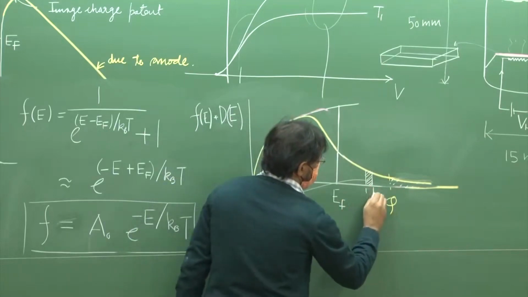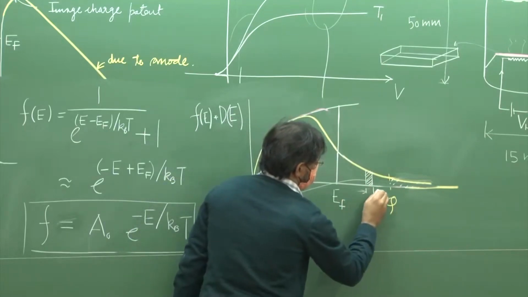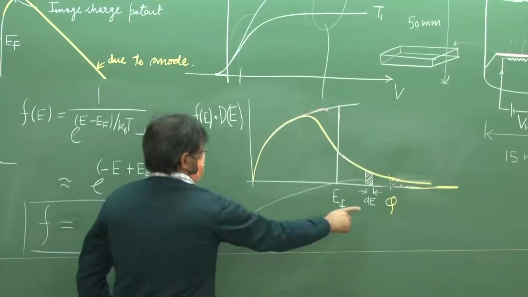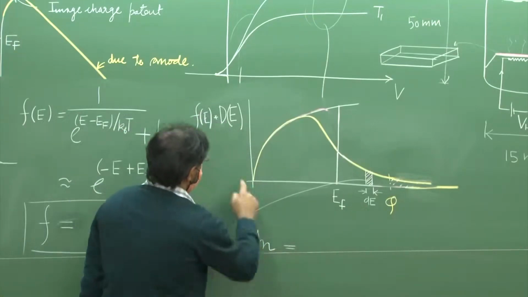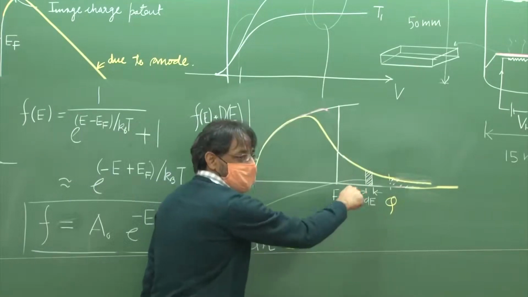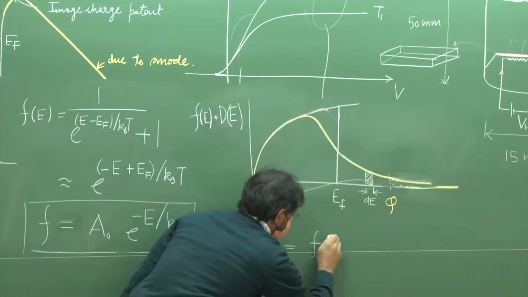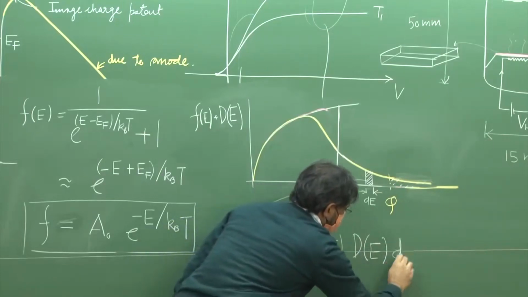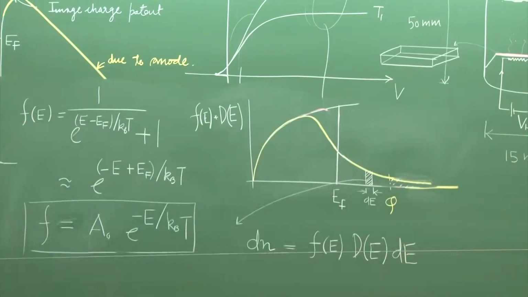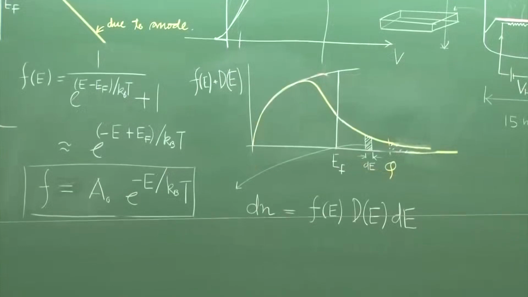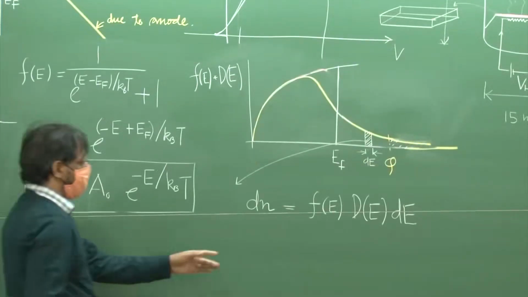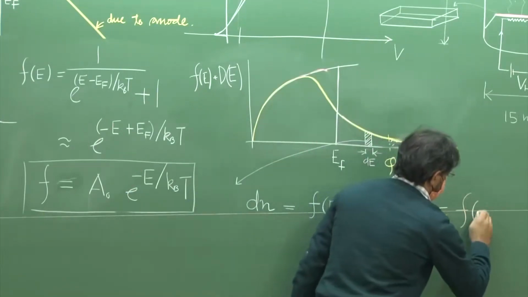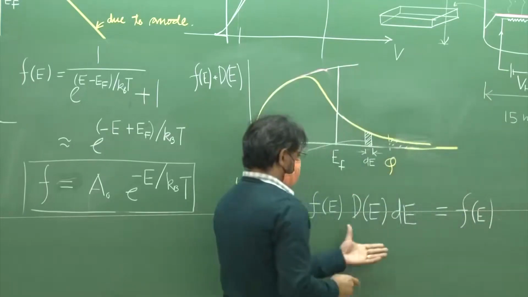This width is dE at some energy above EF, right. So, how will you write dN? dN is just f(E) g(E) dE, that is the area of this stripe. Okay. Now, you can as well write this as f(E), and then for g(E), the density of states.